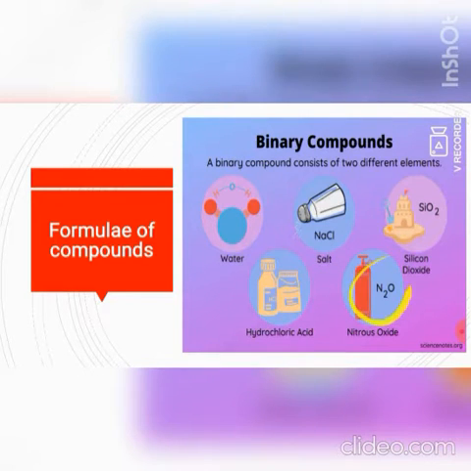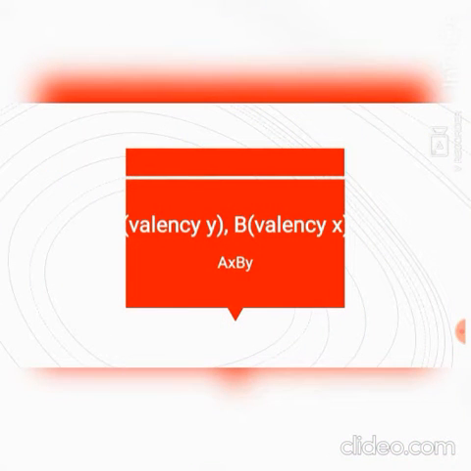Next example is nitrous oxide. Here also you can observe that two elements are present. One is nitrogen, another is oxygen. So now you understood what is a binary compound. A binary compound means it will consist of two elements. And let us see how to write the compound.